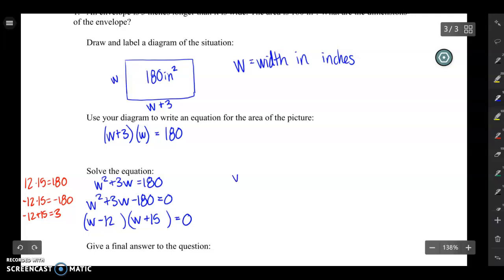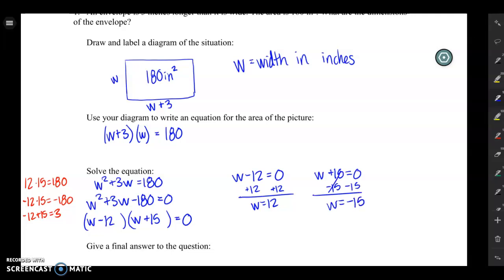Now I'm going to come over here and solve each of my factors. So W minus 12 equals 0, and W plus 15 equals 0. I'll solve both of these. W equals 12, and subtracting 15 from both sides here, W equals negative 15. Okay, so 12 and negative 15 are my two answers.